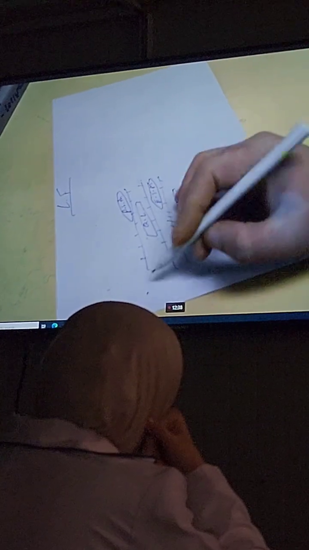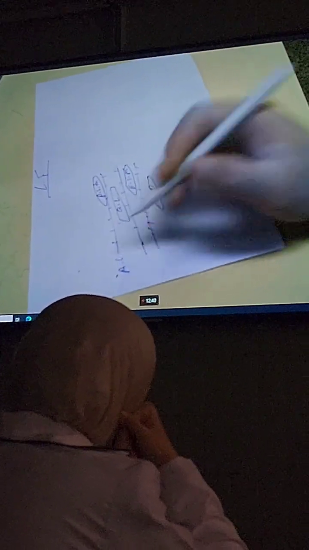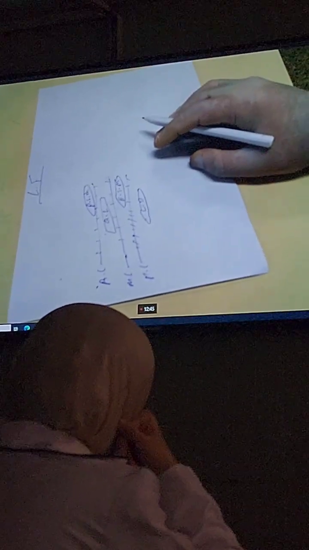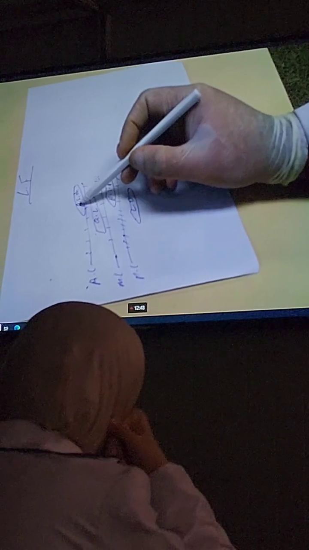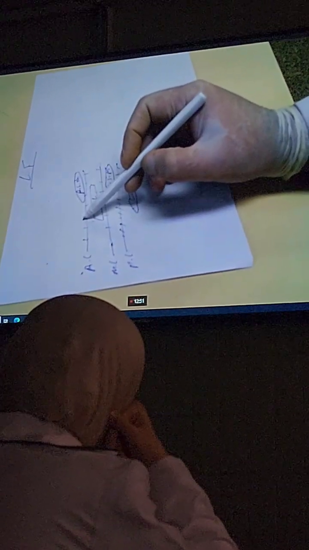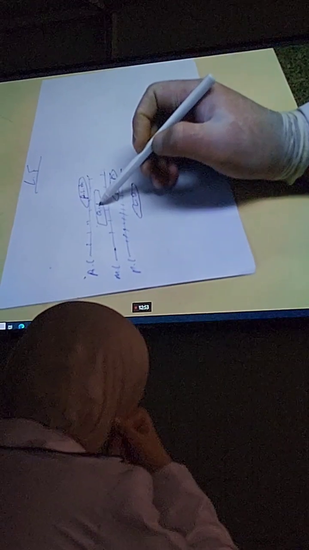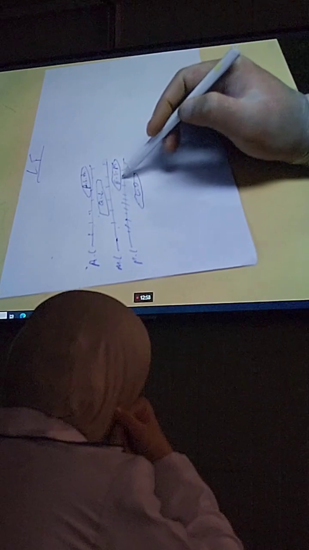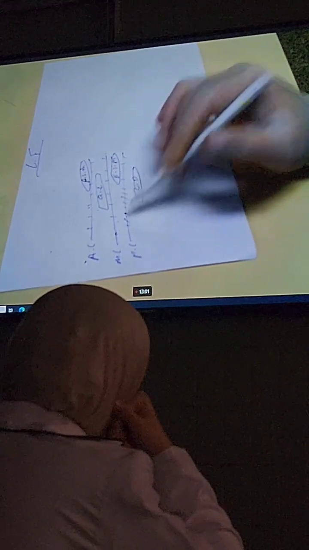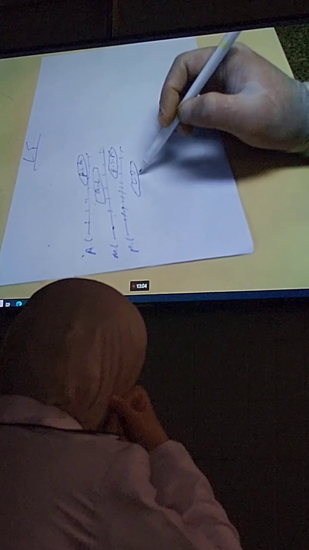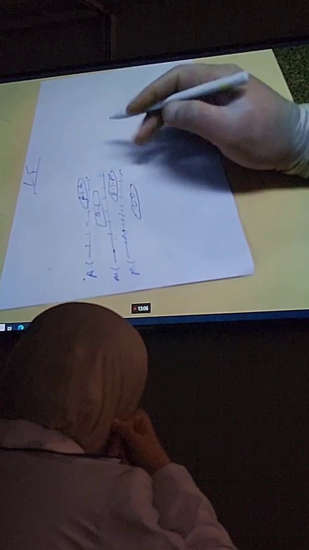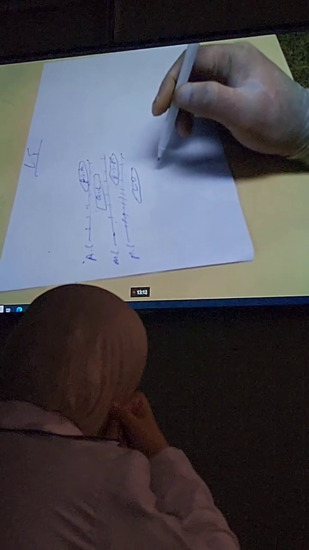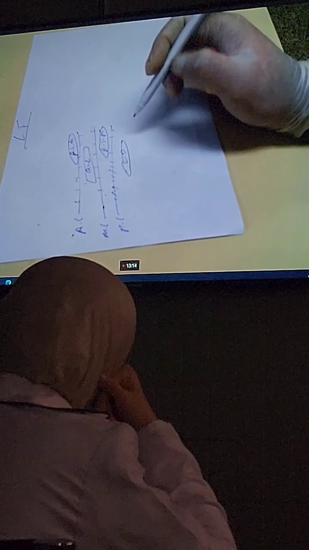This layer we call the anterior layer. This is the middle layer, this is the posterior layer. Therefore, the psoas muscle is anterior to the anterior layer of the lumbar fascia. The quadratus muscle is embedded between the anterior and the middle layer. The erector spinae muscle is embedded between the middle and the posterior layer. The latissimus dorsi muscle is posterior. So this is important.